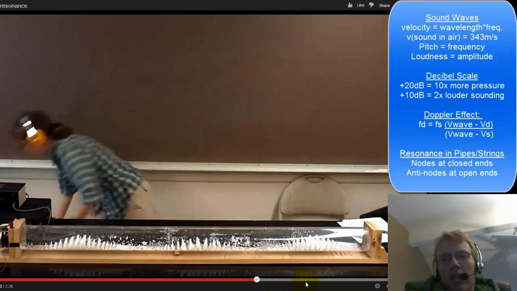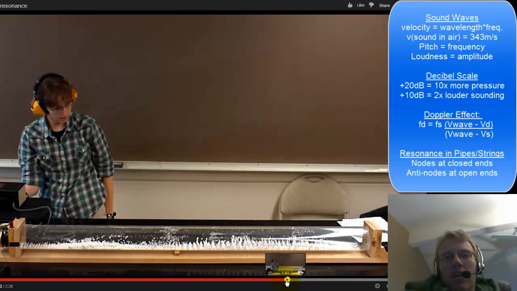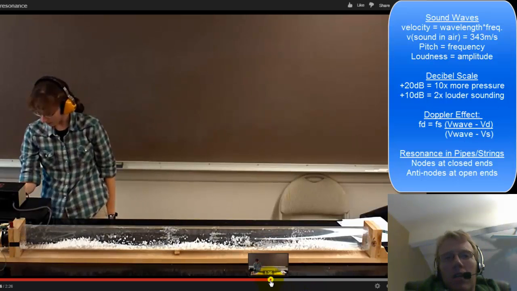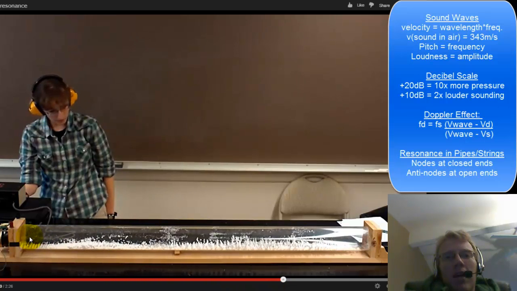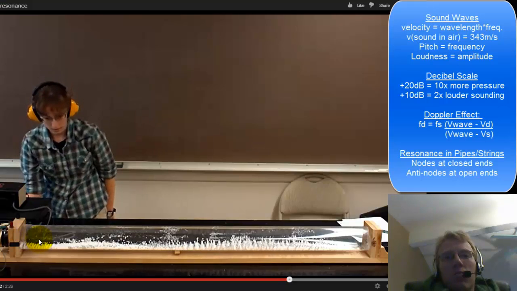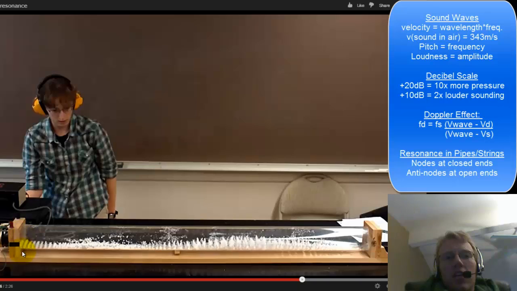So I'm going to zoom ahead a little bit. The next thing she does is she opens one end of the pipe. And she does an oscillation with one end of the pipe open, so that you need to get an oscillation here at this end as well.